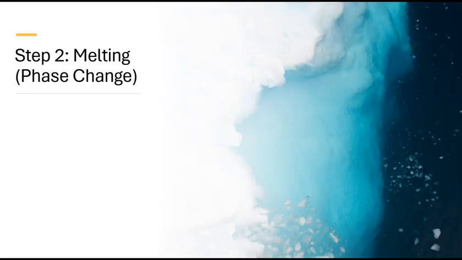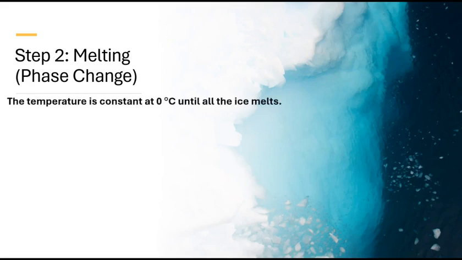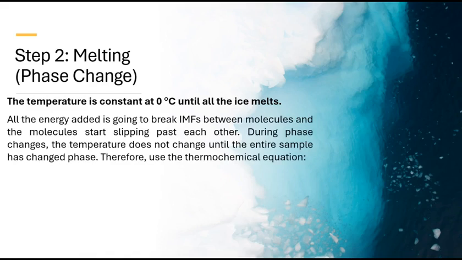Step 2. Since we're now at the melting point of water, now it has to undergo the phase change. When we have phase changes, the temperature is constant until all of the phase change occurs. In this case, the temperature is constant at 0 degrees Celsius until all of the ice melts. All of the energy added is going to break up the IMFs between the molecules, and the molecules start slipping past each other. During phase changes, the temperature does not change until the entire sample has changed phase. Therefore, we cannot use Q equals mc delta T because delta T is 0. Instead, we're going to use a thermochemical equation.